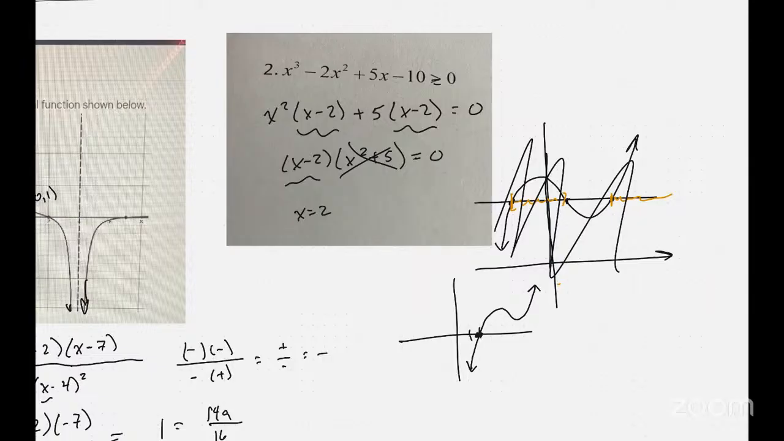All right. And so where is it greater than or equal to 0? From 2 to infinity, not including 2. So from 2 to infinity would be your answer.